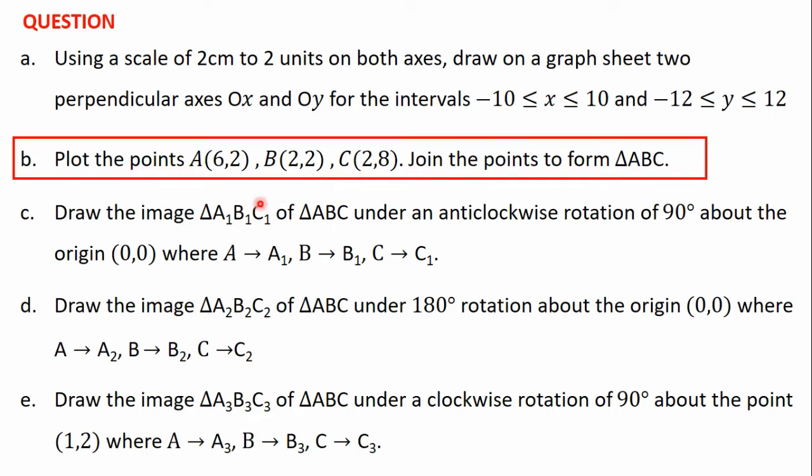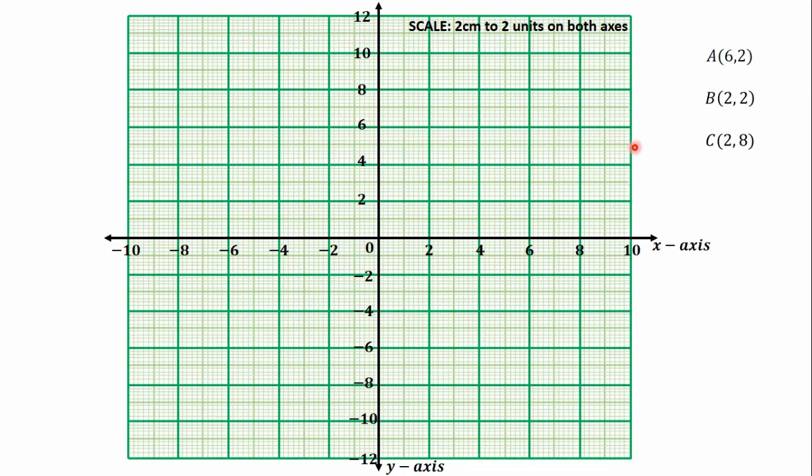The second part of the question says that we should plot point A, point B, and point C on the graph sheet. Then we will join the points to form triangle ABC. We already have the coordinates of the points, so we can easily plot them on the graph sheet. So the points we are going to plot are point A with coordinates 6, 2, point B with coordinates 2, 2, and point C with coordinates 2, 8.